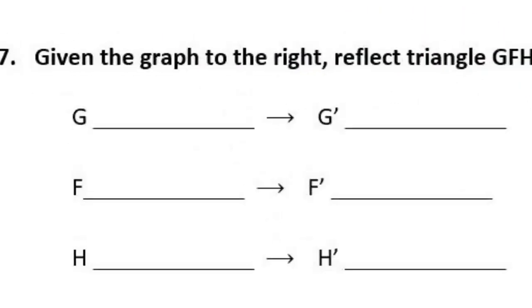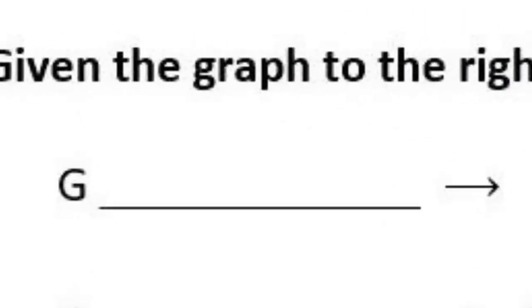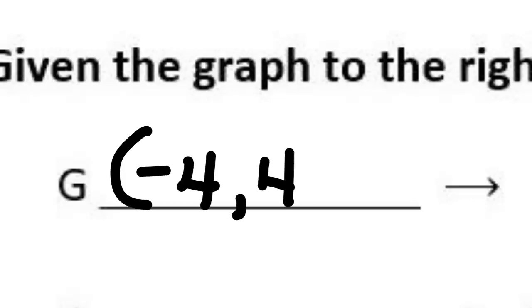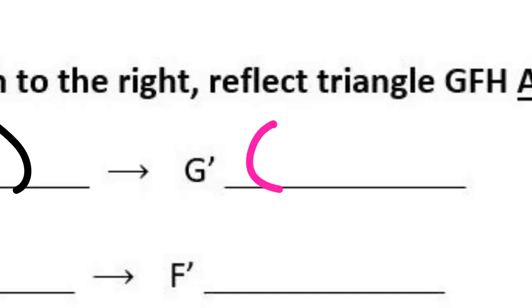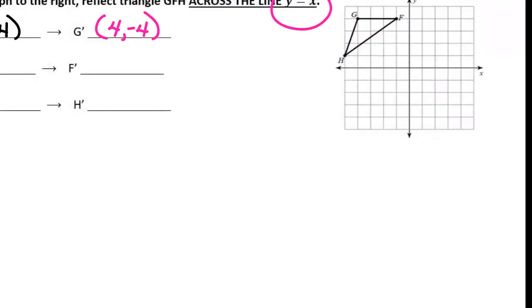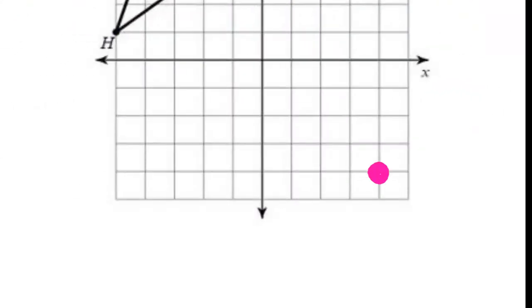Where is point G right now? What's the ordered pair for point G? -4, 4. So where will G prime be? 4, -4. So it's going to be over here now. G prime is going to be down in the lower right corner.